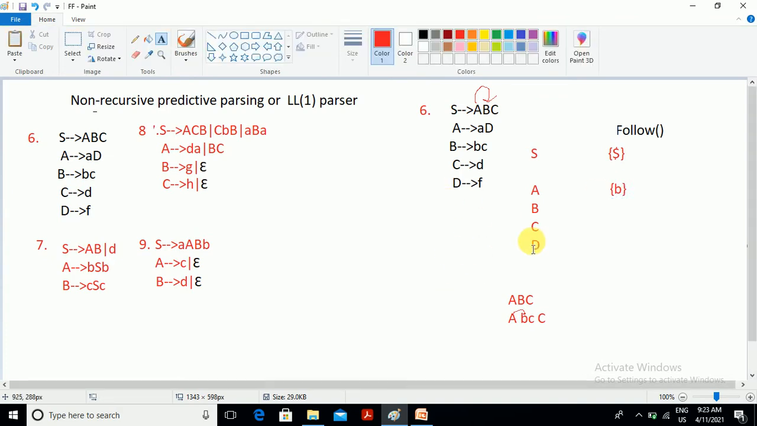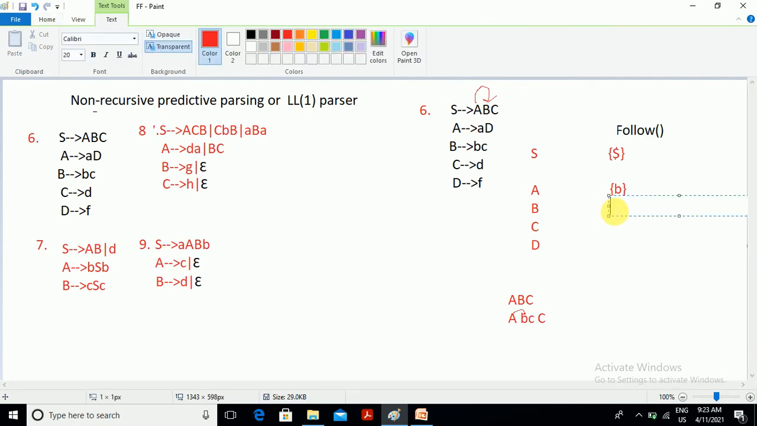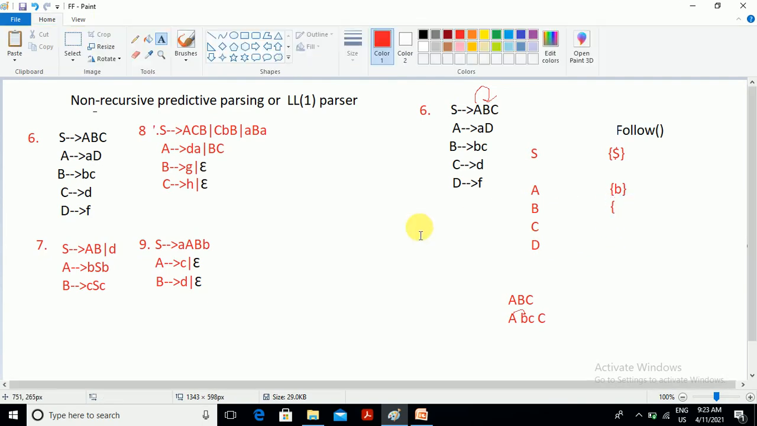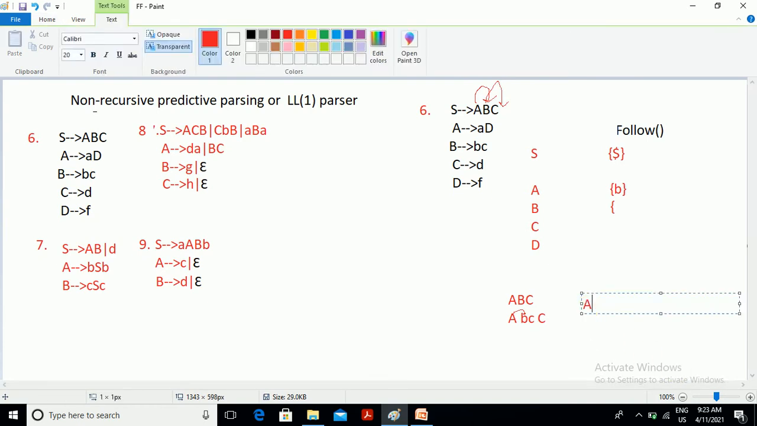The next one, find out the follows of capital B. In how many places is capital B there? In only one place, so there only we need to find the follows. Now capital B follows capital C. You replace capital C with its production, that is a small d. So now B is following the small d.